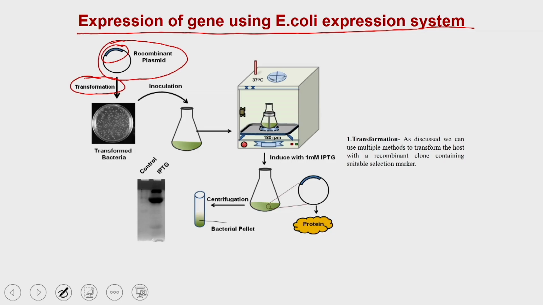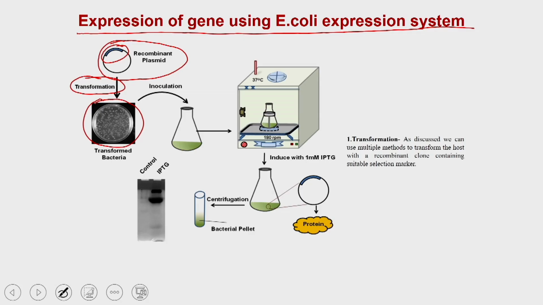You can use different types of selection markers depending on what kind of selection marker is present on that recombinant plasmid. For example, if you have the ampicillin resistance gene, you can plate the cells onto a plate which contains ampicillin, and in that case the resistant cells are going to grow on the plate, whereas the non-transformed colonies are going to die.